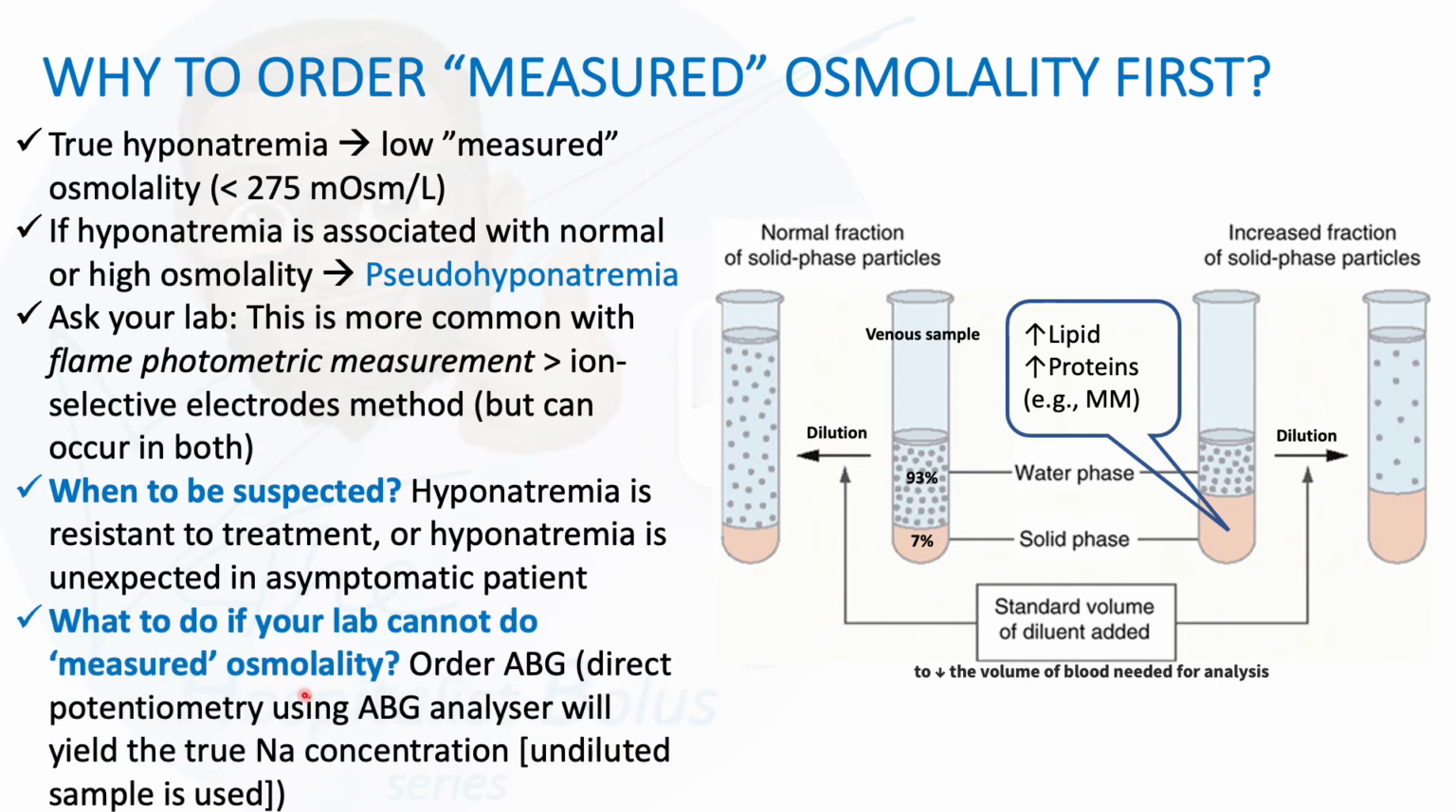One other maneuver that you can do instead of measuring the osmolality separately is to actually order the electrolytes in the ABG. The ABG analyzer usually does not use the dilution method, so it will be more accurate. So this is one test you can do quickly if you're still suspecting pseudohyponatremia and you want to know if the actual serum sodium is low or not.